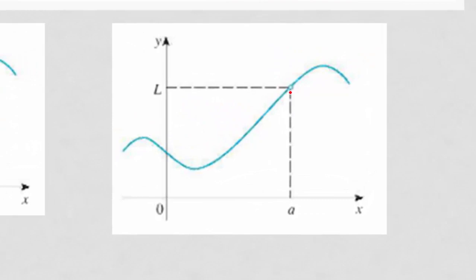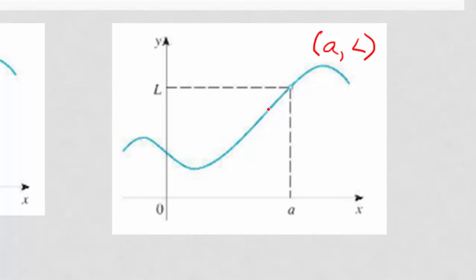That's an open circle. That point does not exist on this graph. So the ordered pair (a, L), x coordinate of a, y coordinate of L, doesn't exist on this graph. This graph is undefined at a. But remember, the limit isn't about what happens at a, it's about what happens close to a.